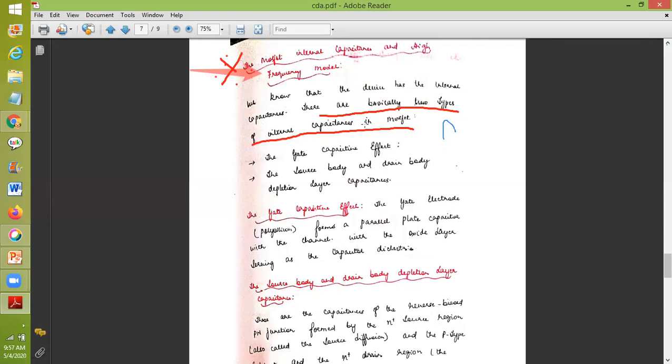What are the two types? The gate capacitance effect, and the source body and drain body depletion layer capacitance. Very important. The gate capacitance effect is the first one. Next is the source body and drain body depletion layer capacitance. These are the very important capacitances. So let me study what the gate capacitance is and what the source body and drain body depletion layer capacitance is. First, the gate capacitance effect. Before this, I will show you one slide.